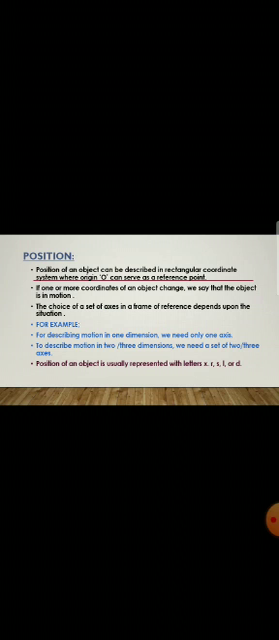The choice of a set of axes in a frame of reference depends upon the situation. For example, for describing the motion in one dimension, we need only one axis. To describe the motion in 2 or 3 dimensions, we need a set of 2 or 3 axes. So the position of an object is usually represented with the small letters x, r, s, l or d.